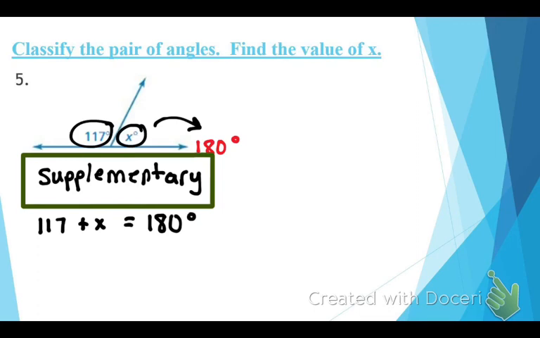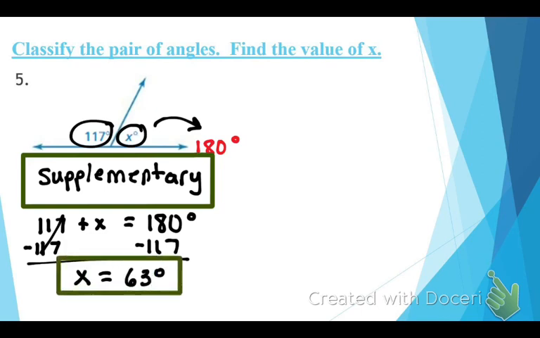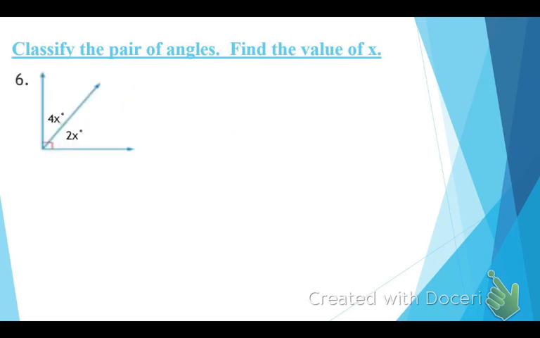Guys, how do I get x by itself? Subtract by 117 on both sides. When you do that, what does it tell us x is? 63 degrees. All right, let's look at the next one. This one's got this little tiny box that tells us it's a what kind of angle? A right angle. Okay, how many degrees is a right angle? 90. 90 degrees. I'm going to put a little 90 degrees here in red. Guys, if it adds up to 90 degrees, what kind of an angle is it? Complementary.